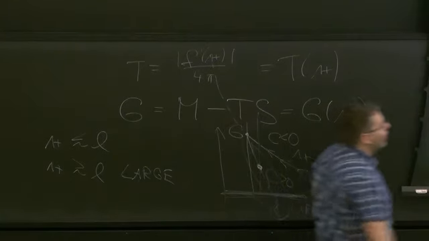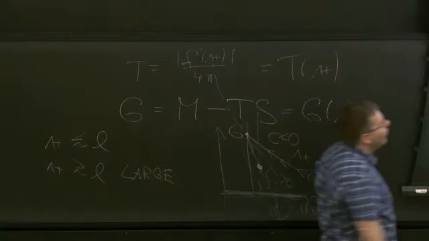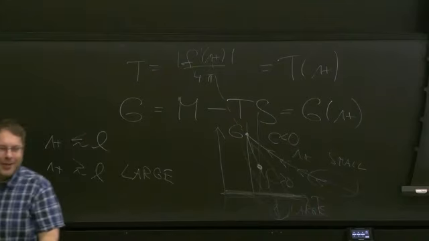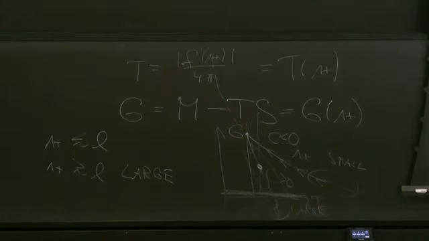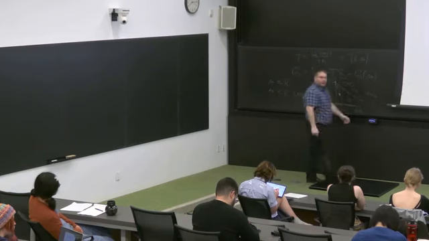So how does that happen? The free energy is continuous, and the minimum is continuous, but the derivative is not. You have a derivative like that and a derivative like that. That's a characteristic of a first-order phase transition. So at T Hawking-Page, there is a first-order phase transition from radiation to large black hole. This is the most famous black hole thermodynamic phase transition there is, a transition between the radiation phase and the large black hole phase.